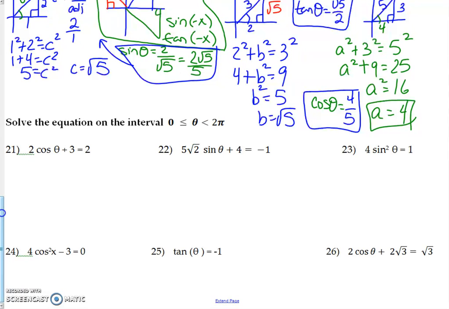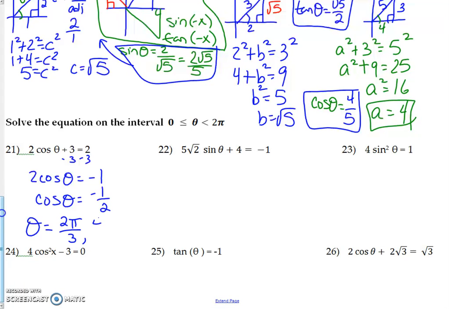Alright, so isolate. I'm going to subtract the 3 from both sides. So I have 2 cosine theta equals negative 1. Divide by 2, I have negative 1/2. So on your trig library, you want to look up every place where cosine is equal to a negative 1/2 to find your values of theta. It will occur in 2 different places, at 2 pi over 3 and at 4 pi over 3. That one's done.